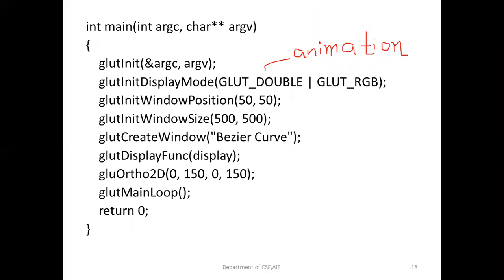So this is the main function. In the main function, we are using GLUT double, which is for the animation, and GLUT RGB, that is the color scheme I am using. The name of the program is Bezier curve. The glut display function is the first function which is going to be called from the main. We are going to make use of a 2D window, and then the glut main loop takes care that all the functions which are present inside this main will be executed repeatedly.